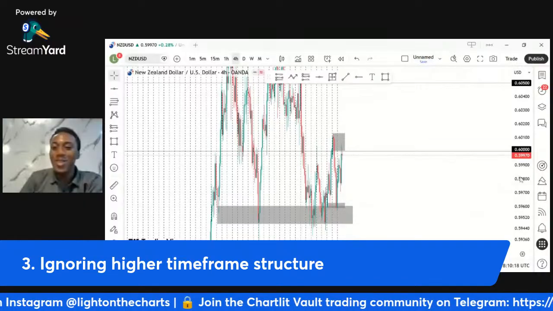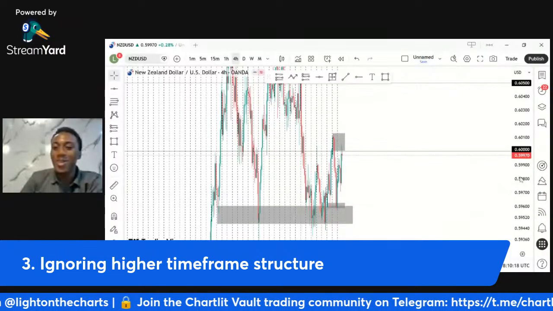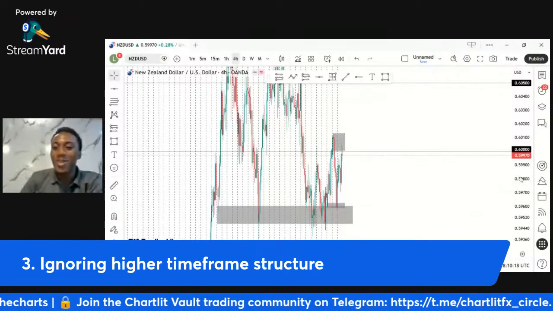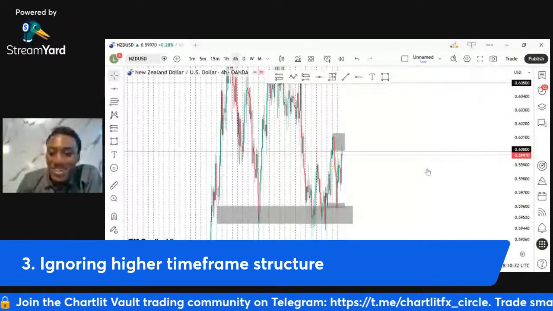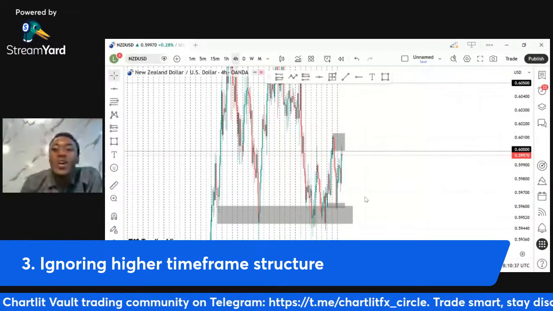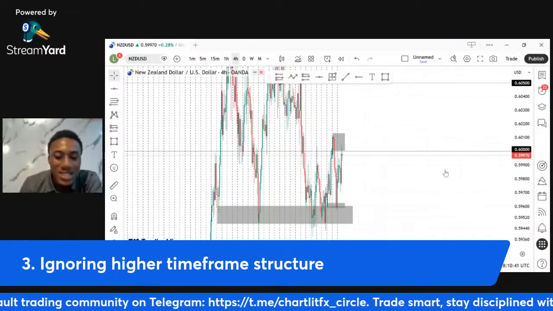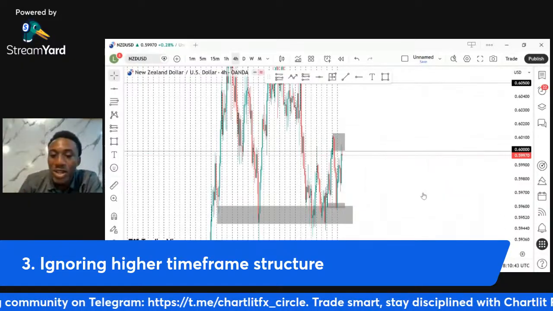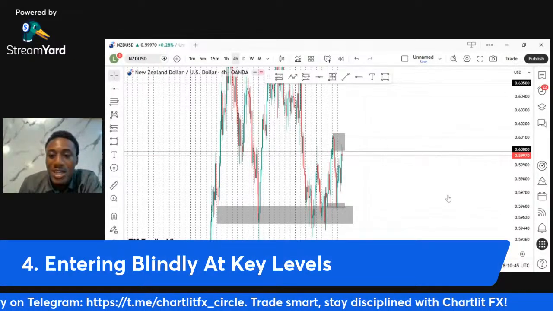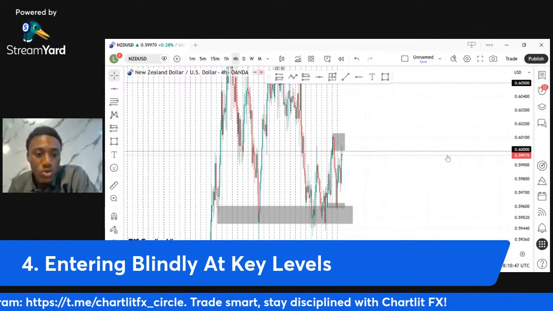Anyway, so we're not here to talk about analysis or direction. So, ignoring higher time frame structure. They ignore all these things and then they just plot key levels on a smaller time frame, and that is wrong. And then the fourth one is entering blindly at key levels.